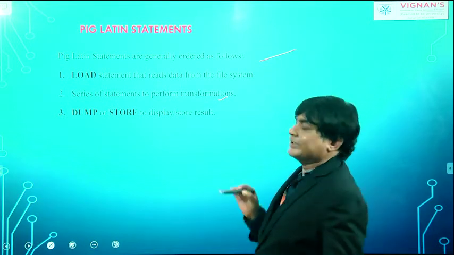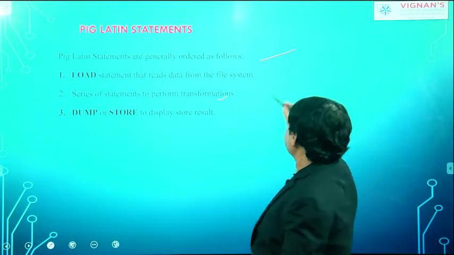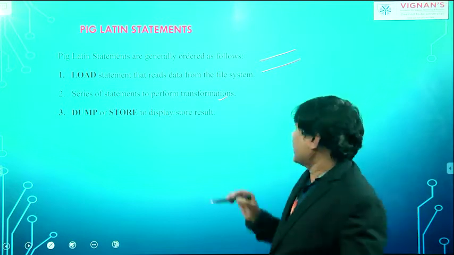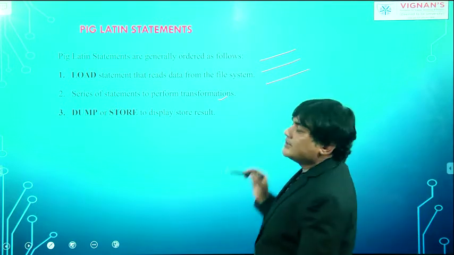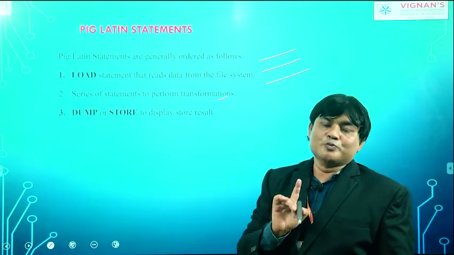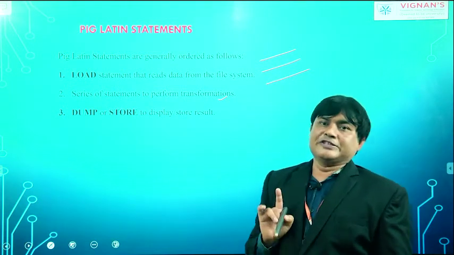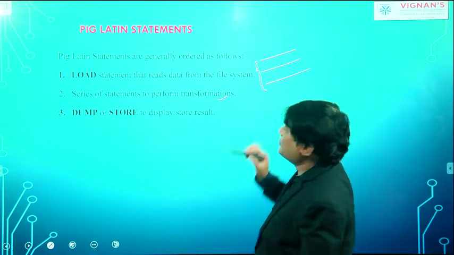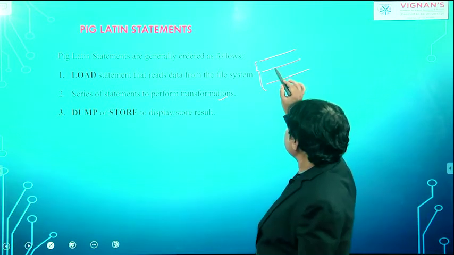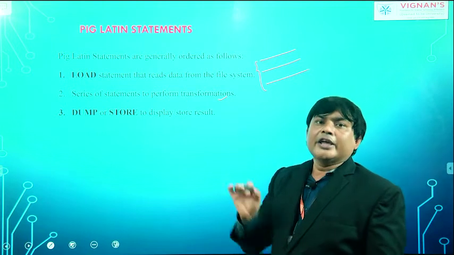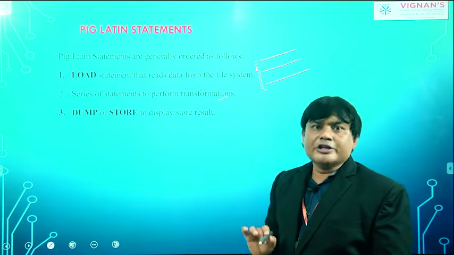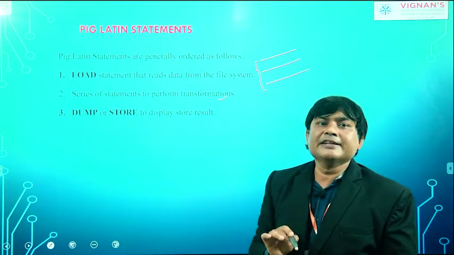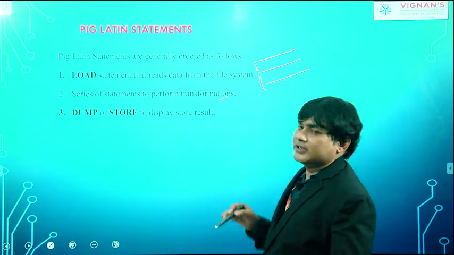So Pig Latin has three important statements only. First, you load the data into your relations. Second, you do some kind of transformations and computations. Third, we can either display the results or store the results. Pig Latin will load the data, transform the data, and store or display the data on the screen. This is called a Pig Latin statement, which follows these three important steps in order.